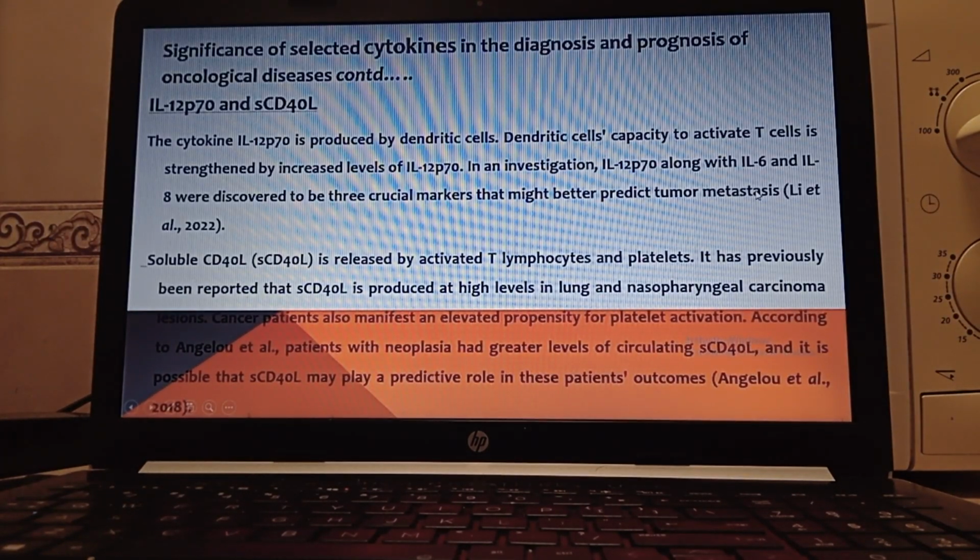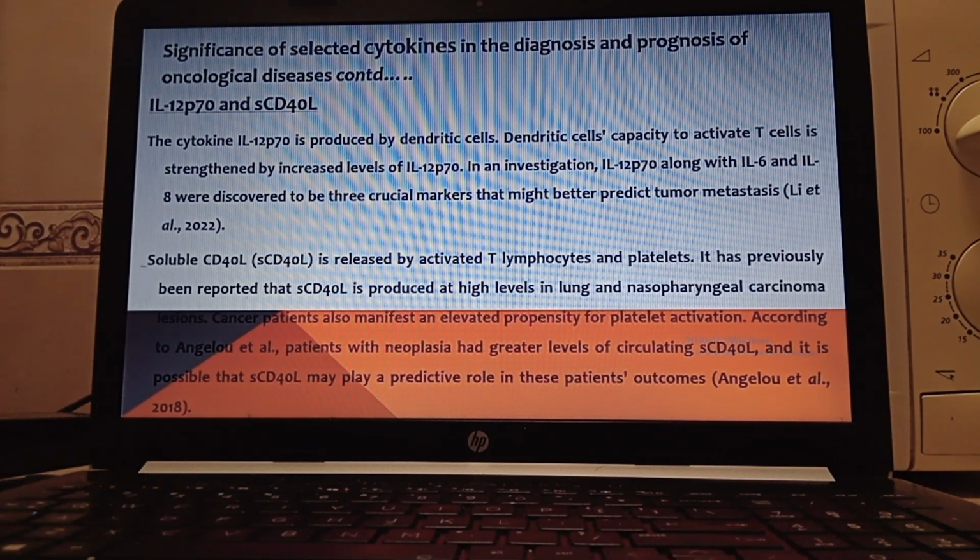Interleukin-12 p70 and soluble cluster of differentiation 40L. Cytokine interleukin-12 p70 is produced by dendritic cells. Dendritic cells' capacity to activate T cells is strengthened by increased levels of interleukin-12 p70. In an investigation, interleukin-12 p70 along with interleukin-6 and interleukin-8 were discovered to be the three crucial markers that might better predict tumor metastasis. Soluble CD40L is released by activated T lymphocytes and platelets.